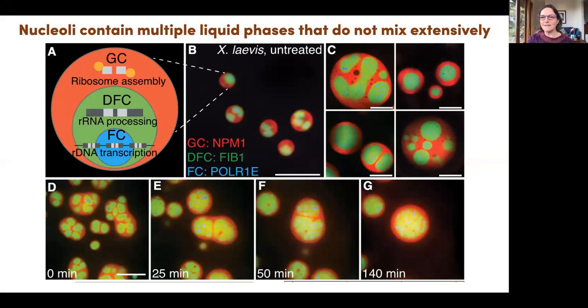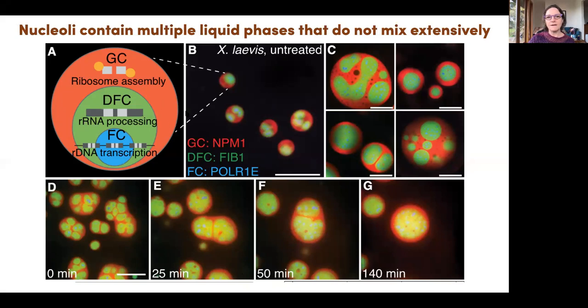Okay, so this just highlights what I kind of touched on already, that nucleoli look like a droplet, but actually if you look closely by phase contrast, or if you attach different fluorescent proteins to different components within the nucleolus, you can actually see that it's a heterogeneous liquid.